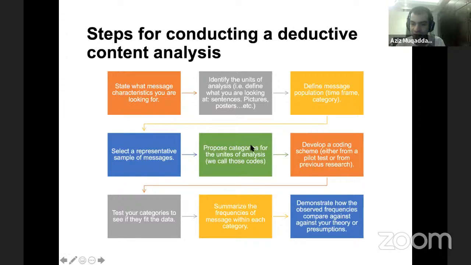Then, and here comes the difficult part, you would propose categories by which you're going to analyze the units of analysis. So the categories could be, for instance, if it's violent content in video games, you then have to explain what you mean by violence and define it precisely.